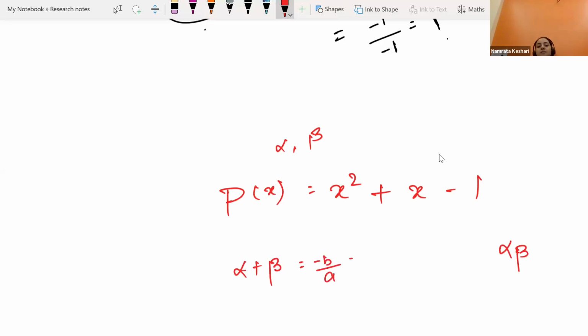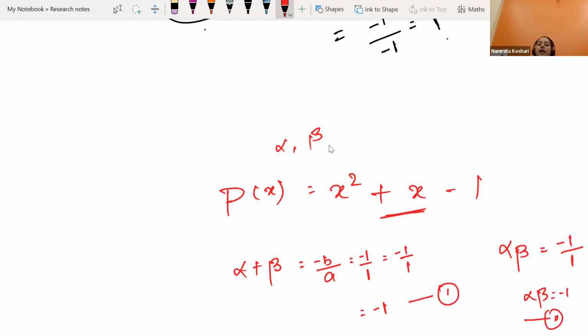The sum is minus b by a. Here the b value is, yes, b is 1. So minus 1, and a is 1. So minus b by a is just minus 1 by 1, you can say it is just minus 1. Alpha into beta is c by a. C is minus 1, a is 1. Alpha into beta also we are getting minus 1. We are keeping this information in hand.